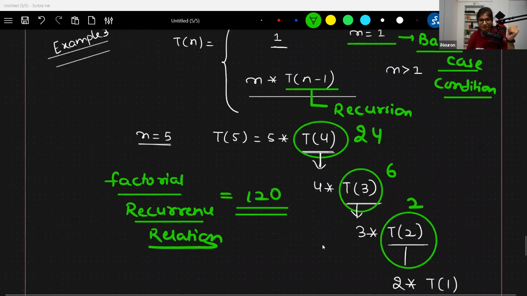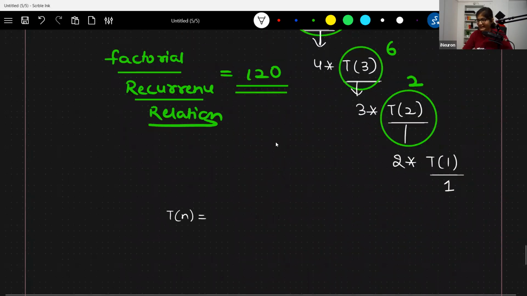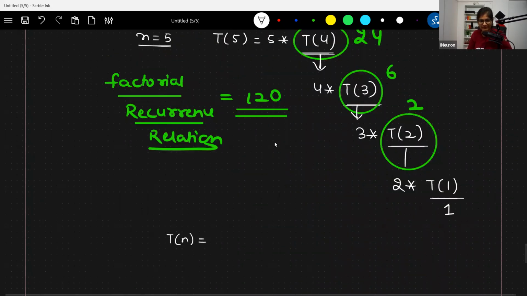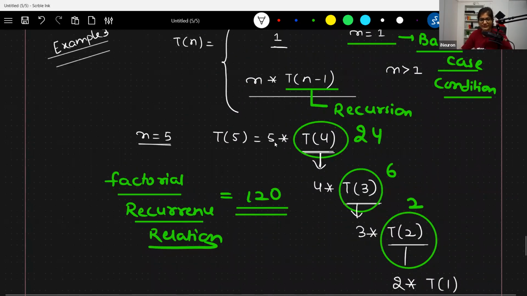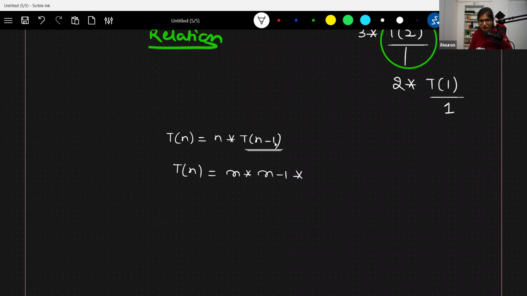So let's get started. Here we have T of n equals n into T of n minus 1. Now if I substitute T of n minus 1, what will I get? T of n equals n into n minus 1 into T of n minus 2. It would be better to reverse the equation, so that it is much simpler to see.